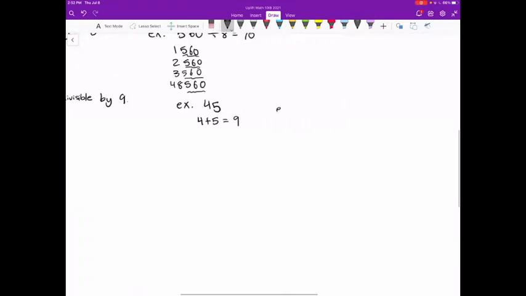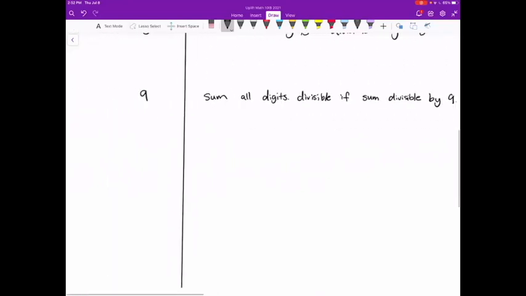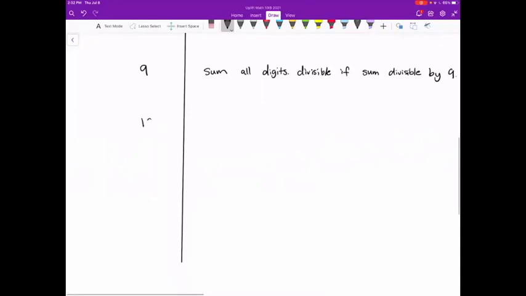Another example would be 1,233. When we add up all the digits, we have 1 plus 2 plus 3 plus 3, which also equals 9. Thus, it's also divisible by 9. So the next number is the number 10. If we want to know if a number is divisible by 10, we just see if the last digit is 0. As long as the last digit is 0, it's divisible by 10.